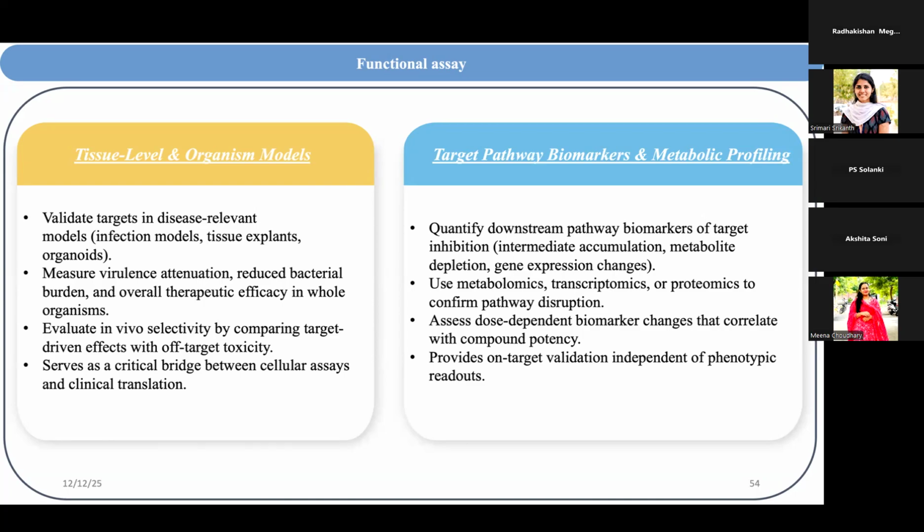And the next one is the tissue level. Again, we move on to the next level. Here we validate our targets in disease-relevant models, we measure virulence and evaluate the in vivo selectivity. For target pathway biomarkers, we quantify the downstream pathway biomarkers and we use metabolomics and transcriptomics. We can assess the dose-dependent biomarker, and it provides on-target validation also.